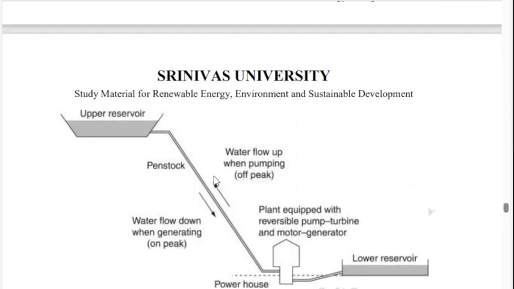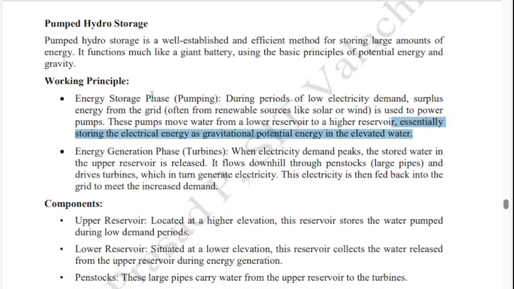Okay, now we'll see the figure. From the low reservoir, whenever we have excess energy, the motor is run and the water is pumped to a higher level, where it is stored as potential energy. A high potential energy is there because of the gravitational force, because it is in a higher position. That is the working principle of the storing phase.